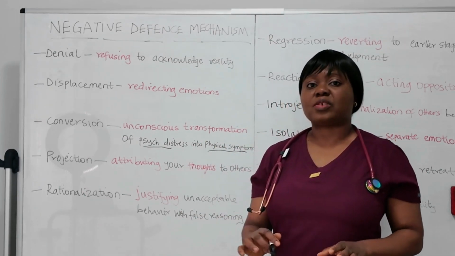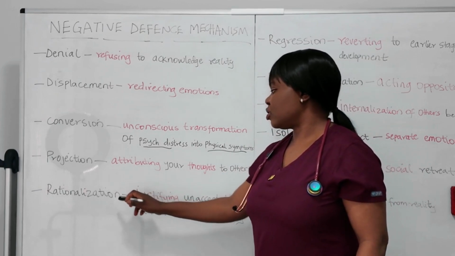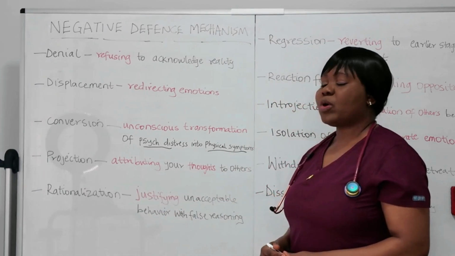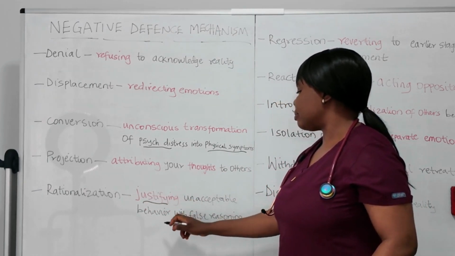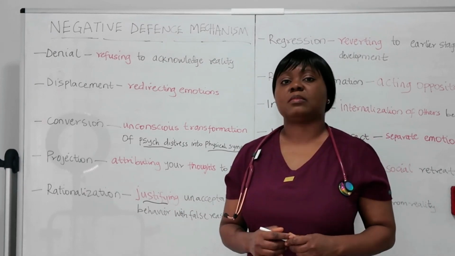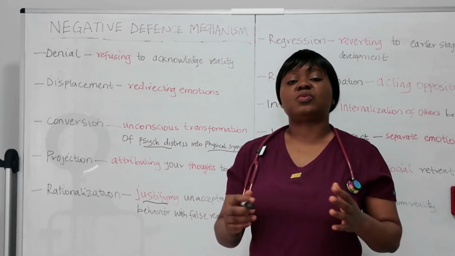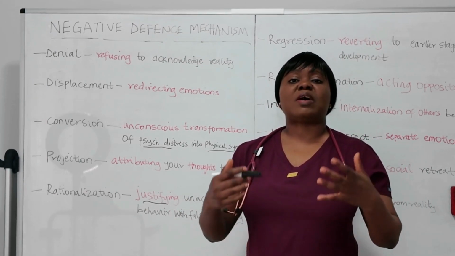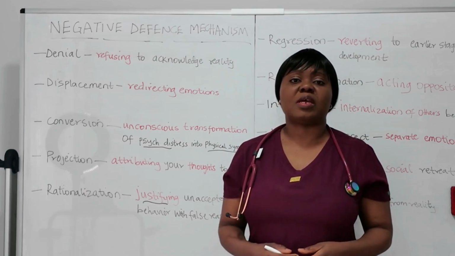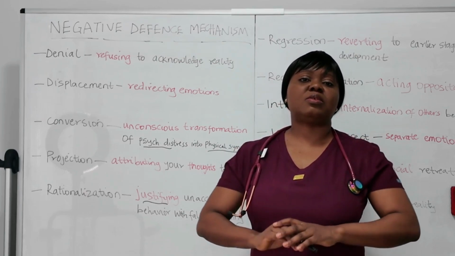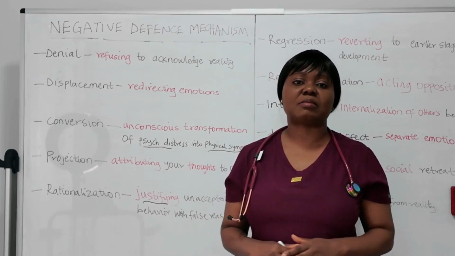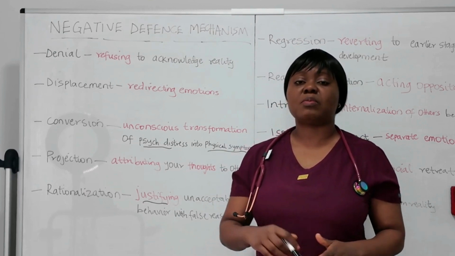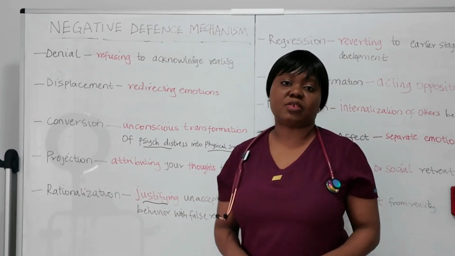The next one will be rationalization. Rationalization means to justify, when you justify unacceptable behavior with false reasoning. An example would be a student that failed an exam. Instead of acknowledging the fact that he didn't do well, he decides to blame it on the teacher, saying, oh, it's because of this teacher, he never liked me before, that's why I failed this exam. That would be an example of rationalization.